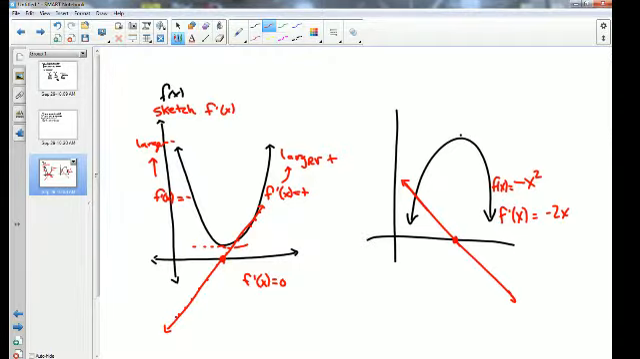These values, like if I said, what's this point? Let's call it 4, -2. That means f prime at 4 is -2. What does that tell me about the original function? -2 squared is 4. At 4, the slope of a tangent line is -2. That's what that's saying.